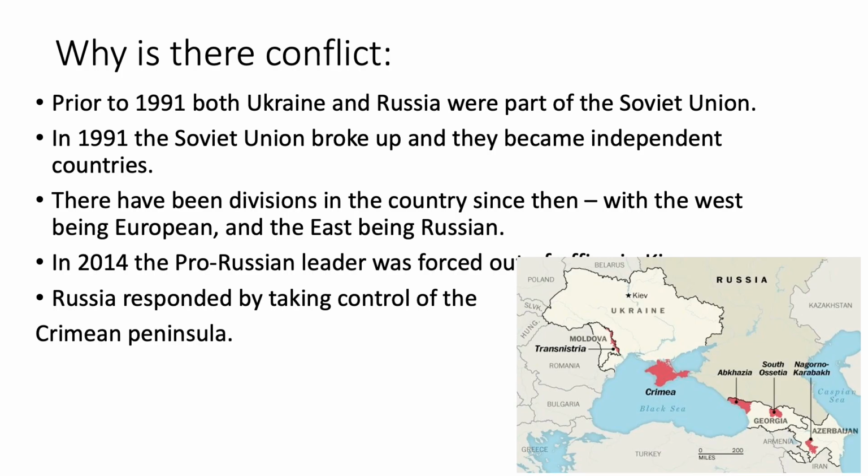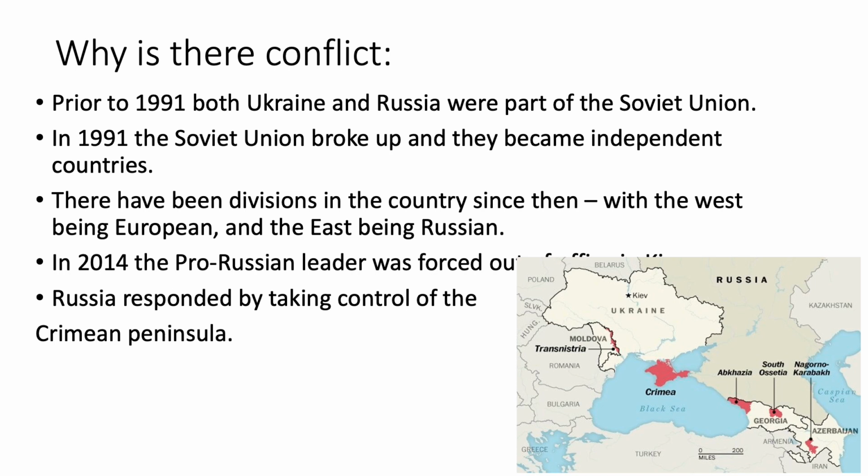So why was there conflict? Prior to 1991, both Ukraine and Russia were part of the Soviet Union. In 1991, the Soviet Union broke up and they became independent countries. There have been divisions in the countries since then, with the west of the country being more European and the east being more Russian, which isn't surprising because you can see on the map that the east is closer to Russia, the west is closer to Europe.